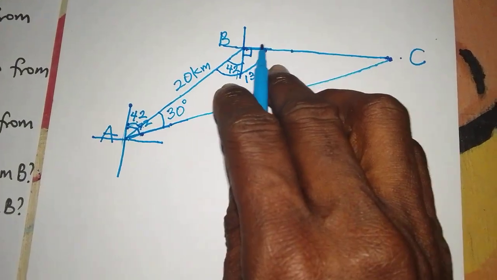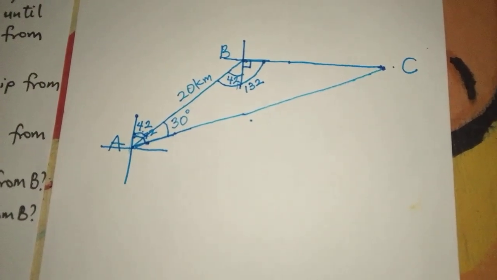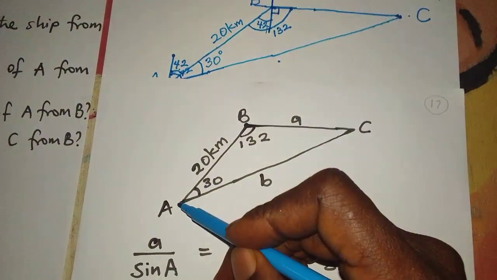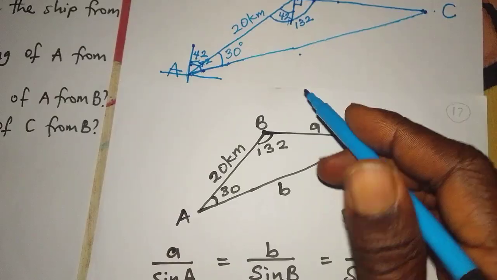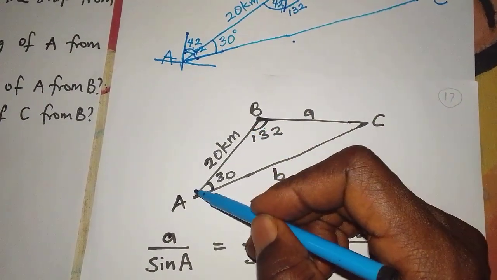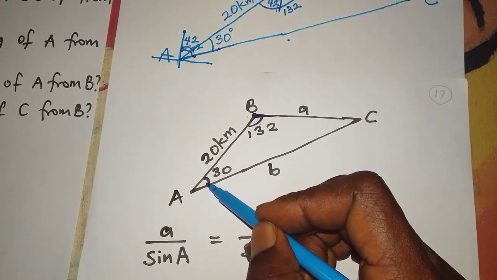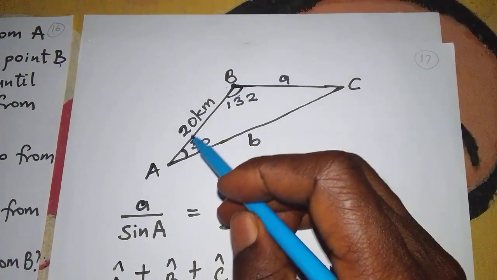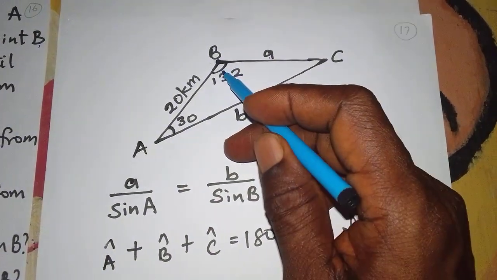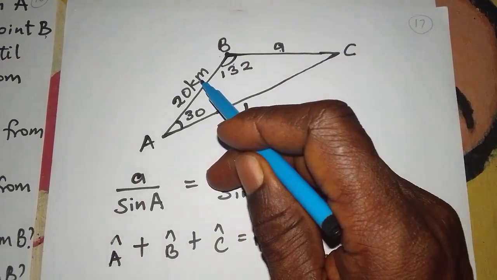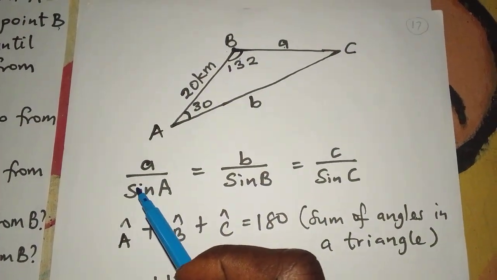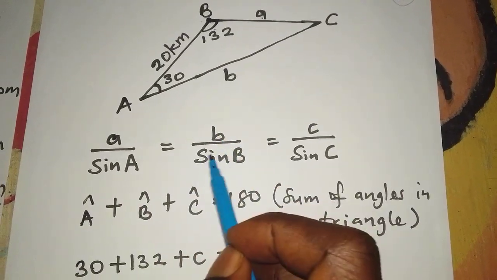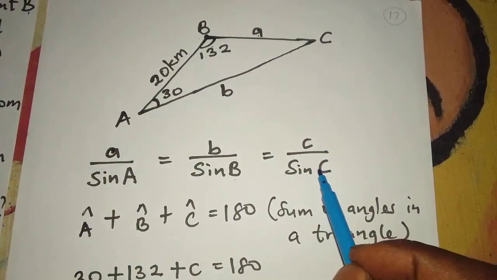So if you draw this triangle again, let's draw the triangle again. You are going to have this. So this is point A, B, and C. So this angle will give us 132. This is 20 kilometers. This angle will give us 30. So the side facing angle A is side A. The side facing angle B is side B. And this one gives us side C. So now the sine ratio says A over sine A equals B over sine B equals C over sine C.